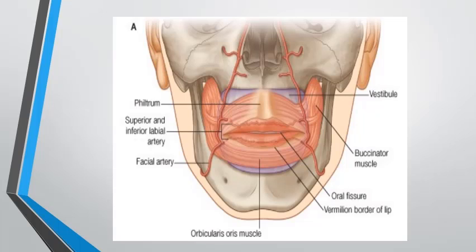This image shows the blood supply of the upper and the lower lip. The facial artery, the main blood supply, gives the inferior and the superior labial branches, supplying the lower and the upper lip respectively. There is also a branch, the infraorbital artery, from the infraorbital foramen.